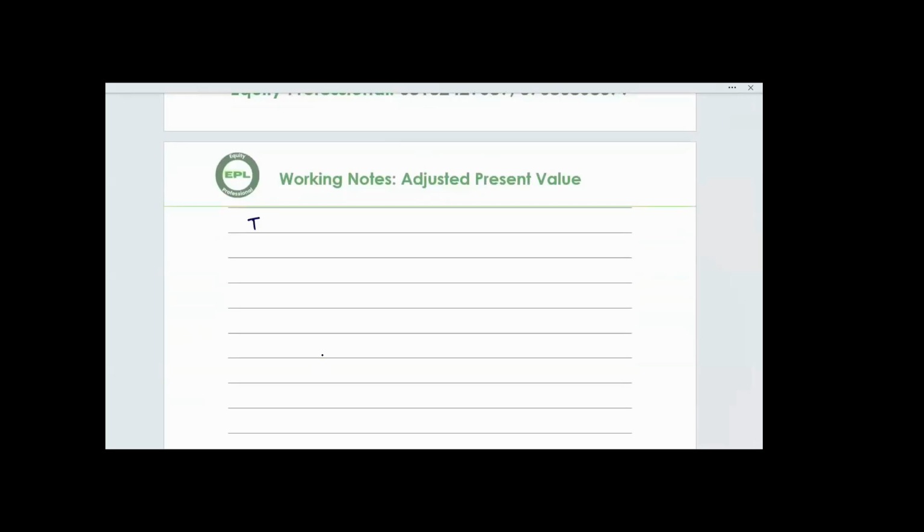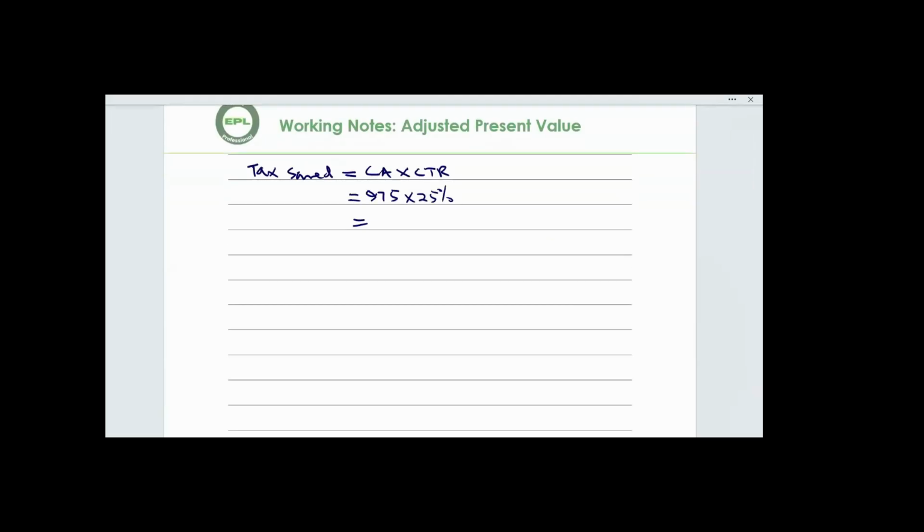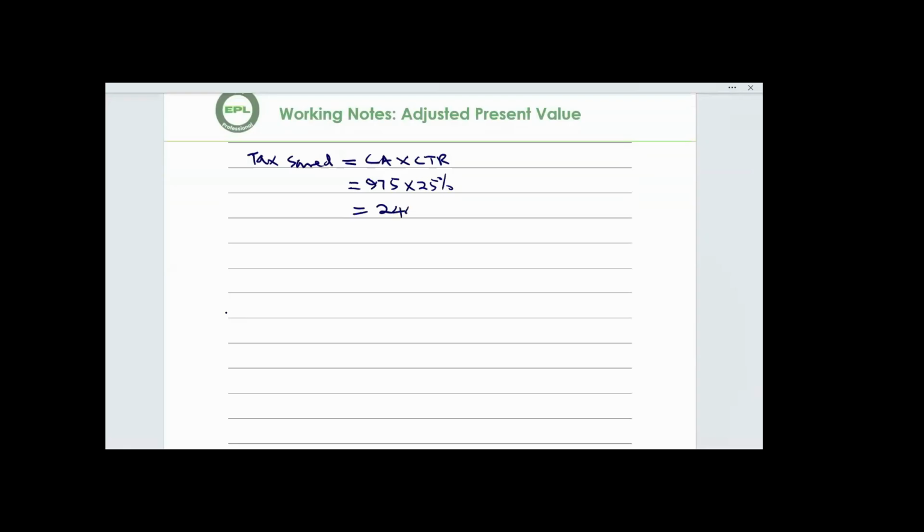That's not what I'm looking for. I'm looking for tax saved. Therefore, tax saved on capital allowance will then be equal to capital allowance multiplied by company tax rate. Therefore, 975 multiplied by 25%. What do we have here? Okay, 244. So that's annual tax saved.